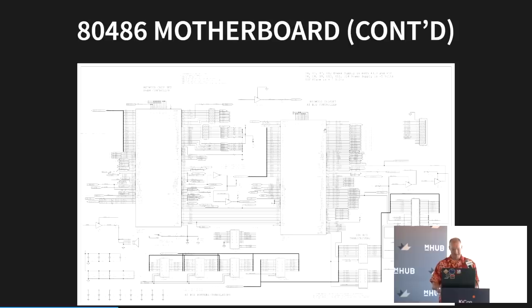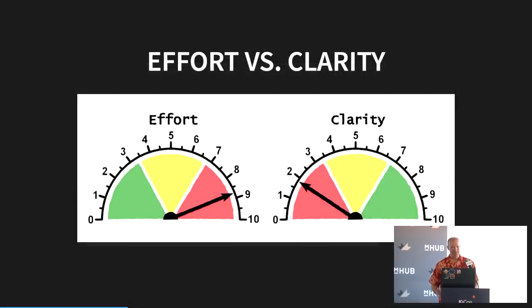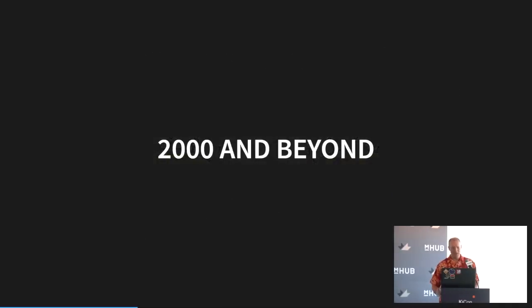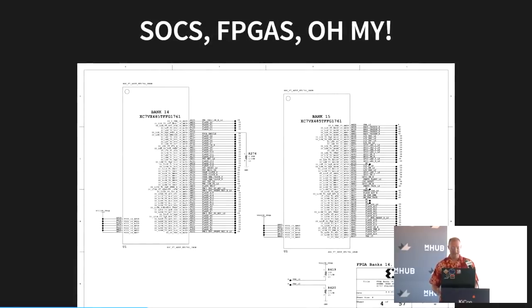But let's rate this schematic. Effort, really high to make that. Clarity, really low, for the same reasons I've already talked about. Lots of buses, time behavior, programmability. Let's go forward to 2000 and beyond. I was struggling for some kind of signpost in my life for this. All I could come up with was kidney stones. But kidney stones are not anywhere near as painful as this schematic.